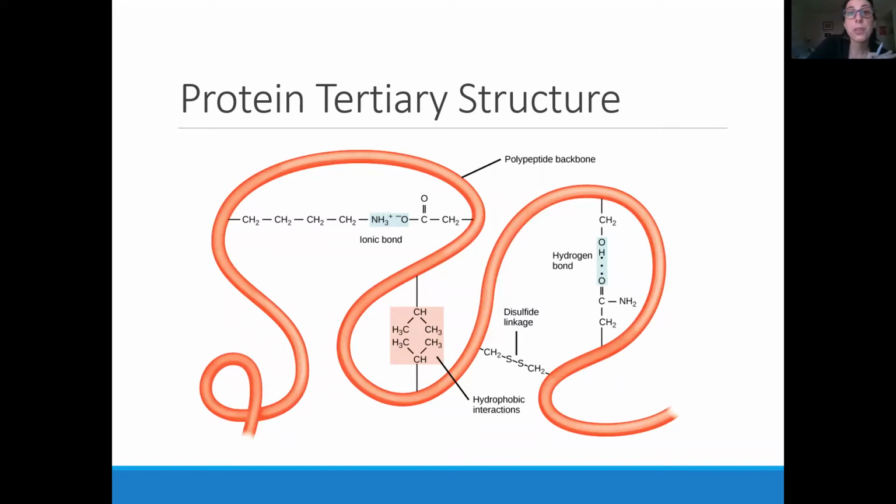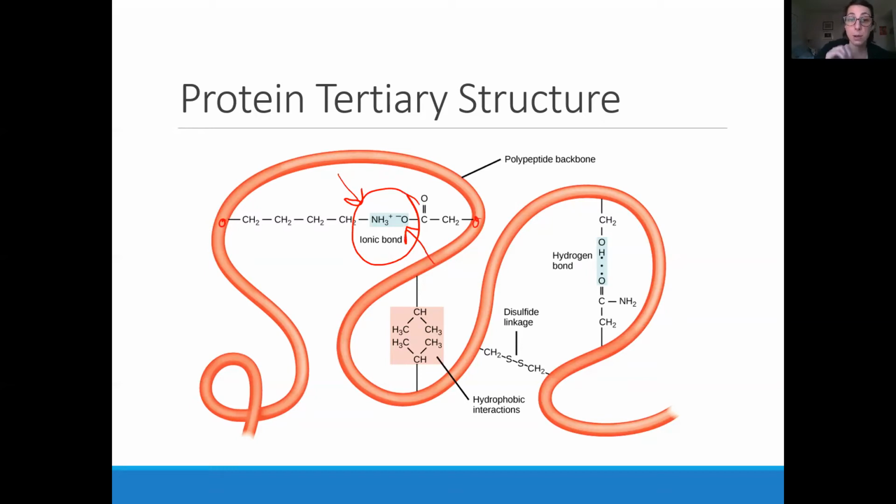Things that hold the tertiary structure of a protein together include ionic bonds. If we have some type of positively charged residue and some type of negatively charged residue, again, they can be on very far parts of the whole sequence of amino acids. They can actually hold together that portion of the protein and fold it together by having an ionic bond, positive and negative charge bond together.